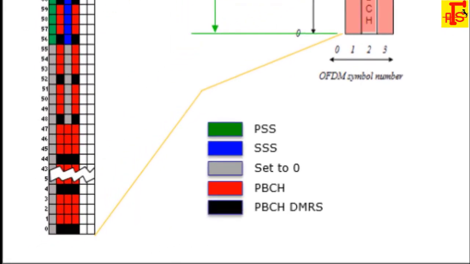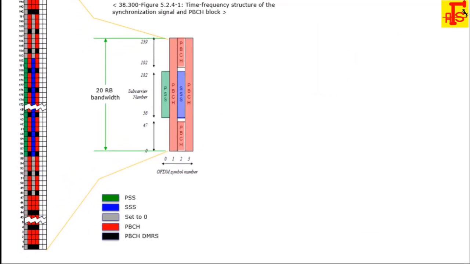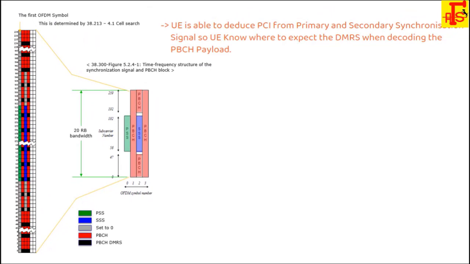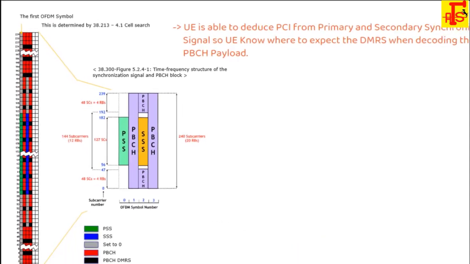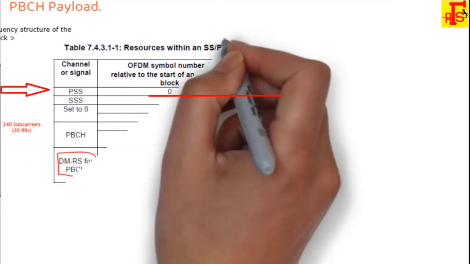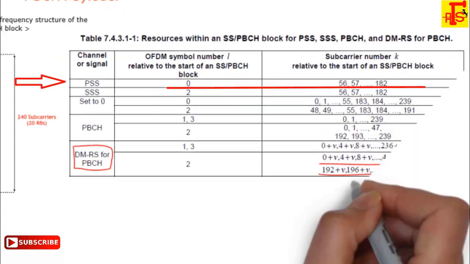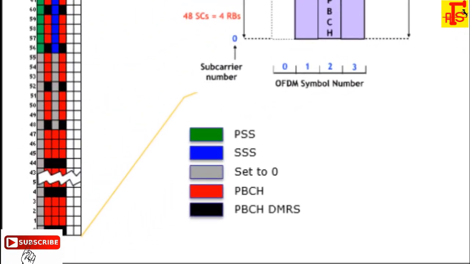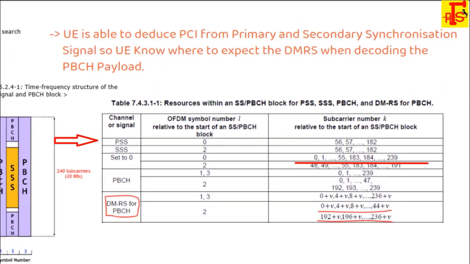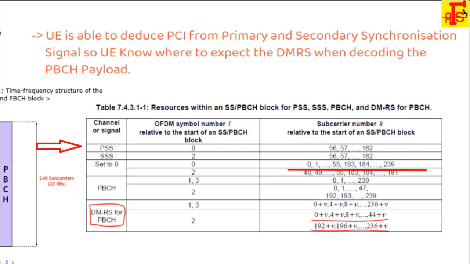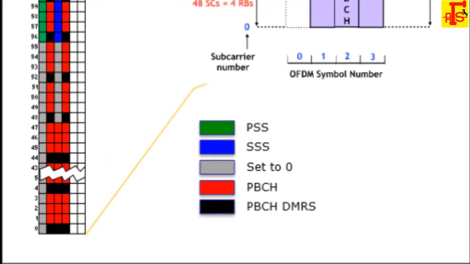Now here is the PBCH DMRS. Use the PBCH DMRS signal and we will decode the PBCH related information. Overall, out of the 20 RB, meaning 240 subcarriers, 20 times 12. Out of the 240 subcarriers, subcarriers 56 to 182 are used for the PSS in the first symbol. The remaining subcarriers 0 to 55 and 183 to 239 are set to 0, meaning no use of those subcarriers.